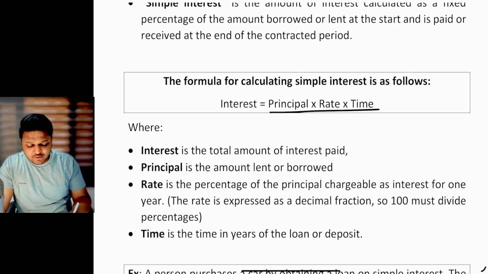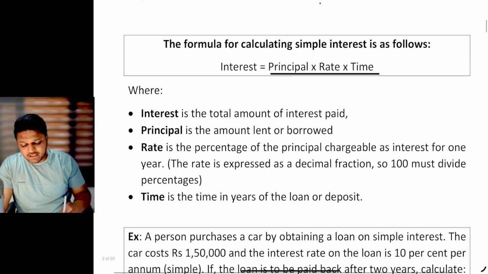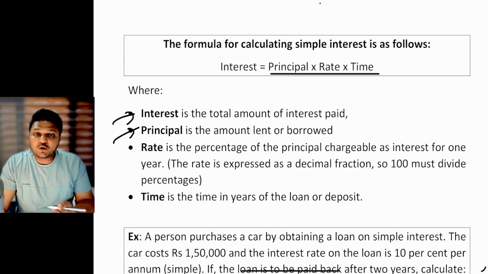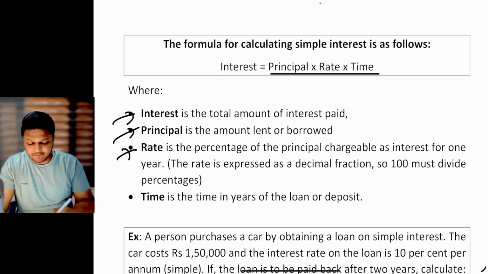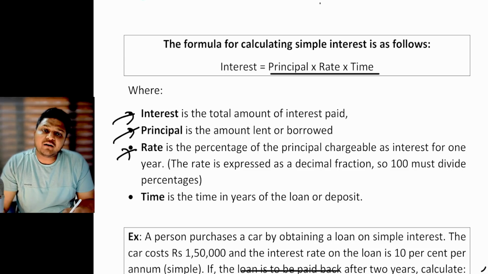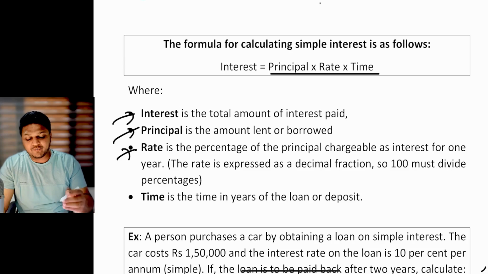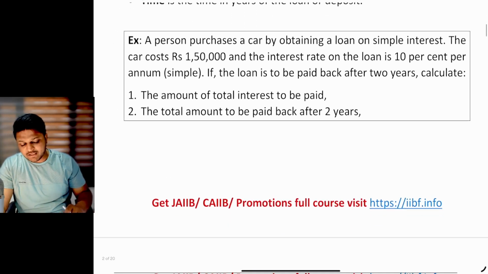It is principal into rate into time, very much easier. Interest is the total amount of interest paid, and principal is the particular amount which is lent or borrowed, and rate is a percentage of the principal charged as interest per 1 year. It may also be the case that half yearly interest is being charged, right? Half yearly rate is being charged. In that scenario, what we'll be doing, we'll be multiplying the time by 2 and we'll be dividing the rate by 2, right? So we'll be solving the questions based upon it. Let's have a look at it.